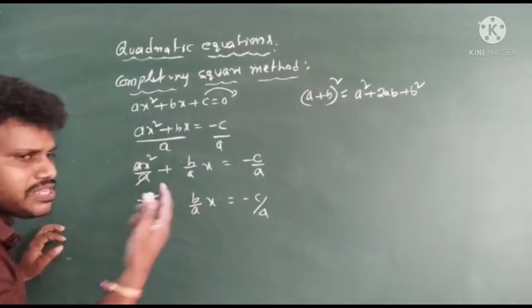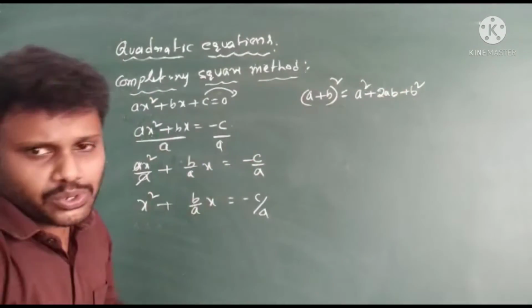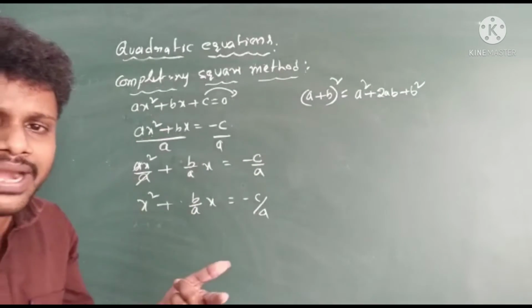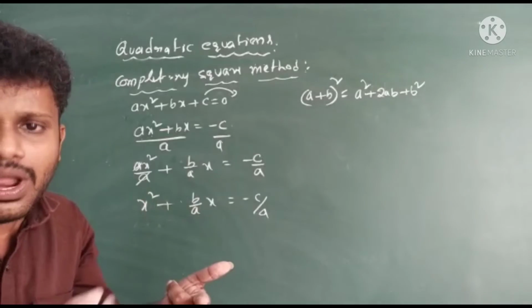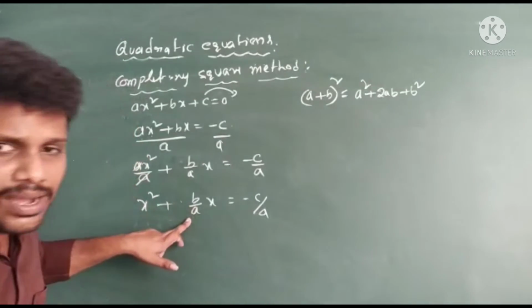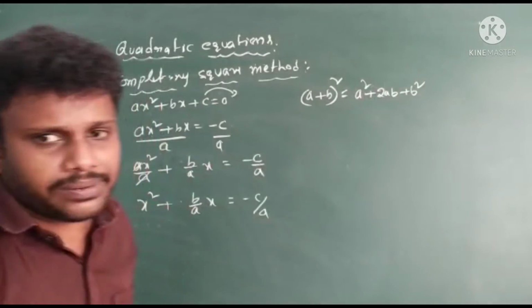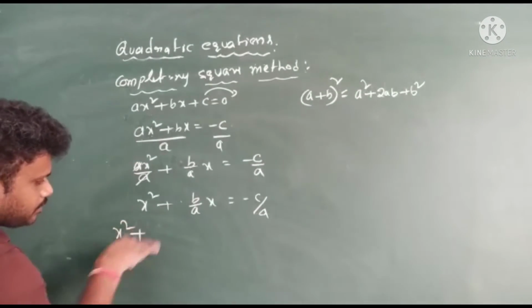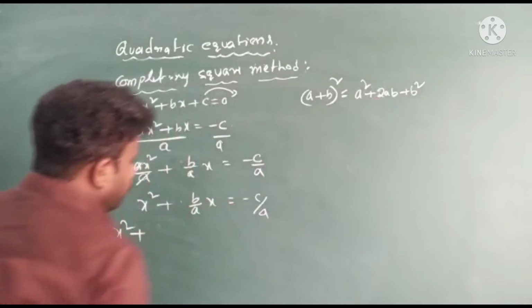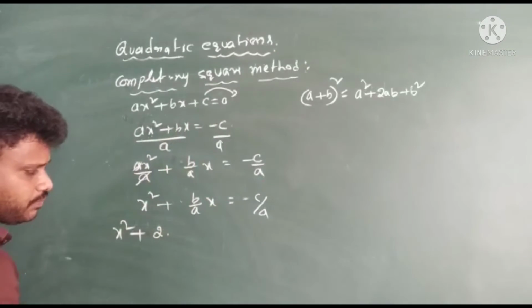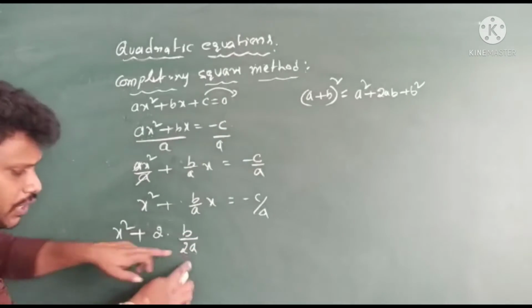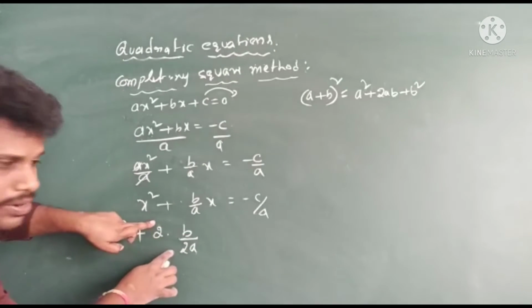Here in the second term there is no 2. So to get a 2, I should multiply the second term by 2 and divide by 2. Then we are going to get a 2ab term. Now try to understand what I am trying to do here. x square plus, here I multiply by 2 and divide by 2, again by 2a.